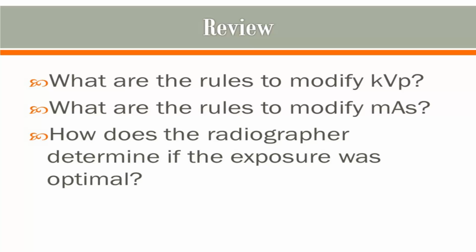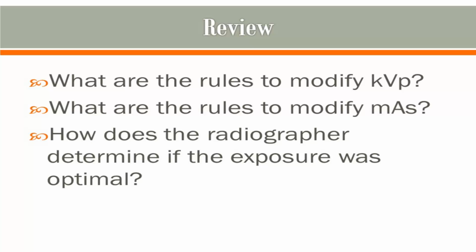What are the rules to modify kVp? Remember, the 15% rule is used to adjust our kVp. An increase of 15% in kVp will double the exposure, and a decrease of 15% in kVp will halve the exposure. So what are the rules to modify mAs? Doubling the mAs will double the exposure, and halving the mAs will cut the exposure in half.